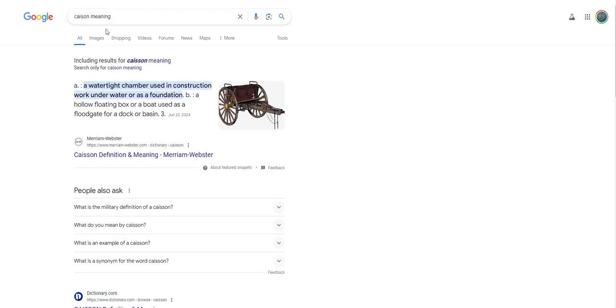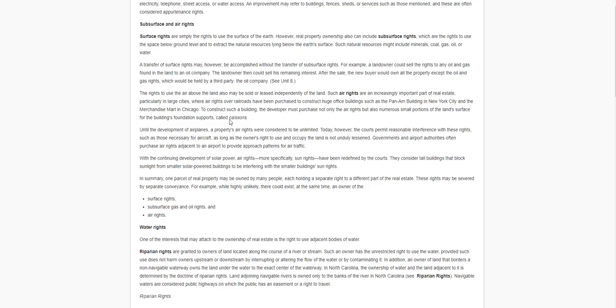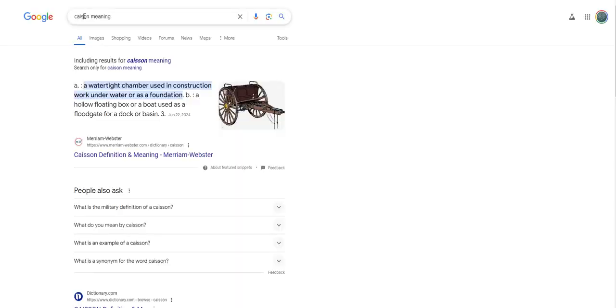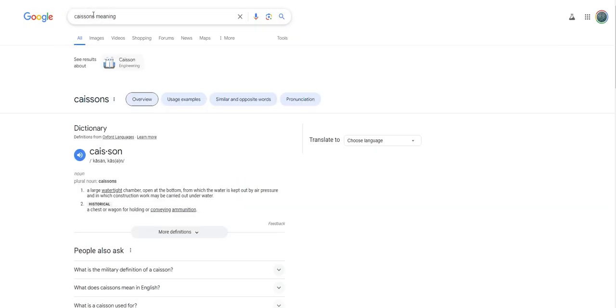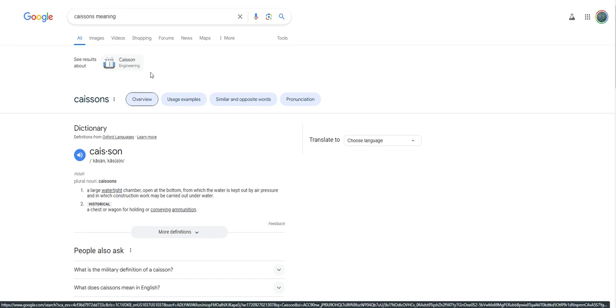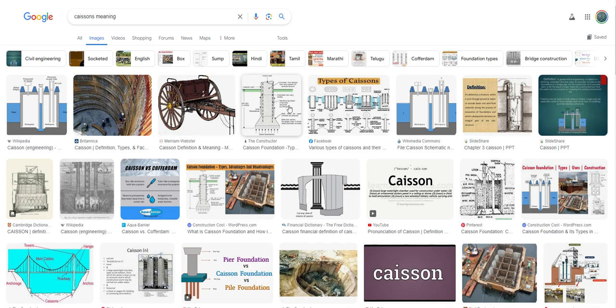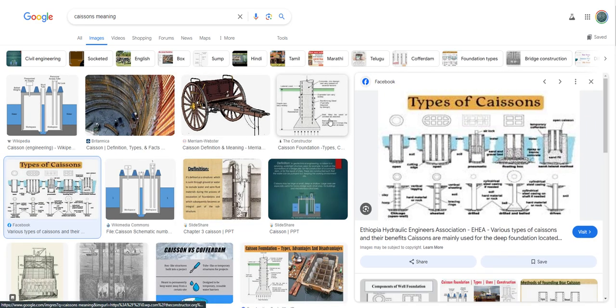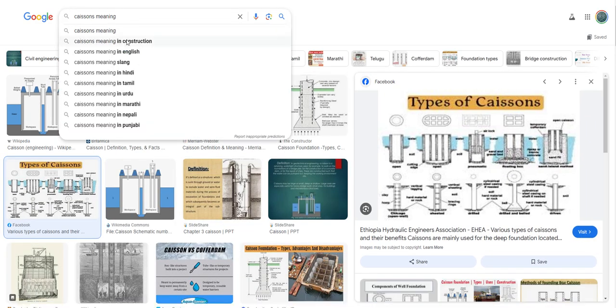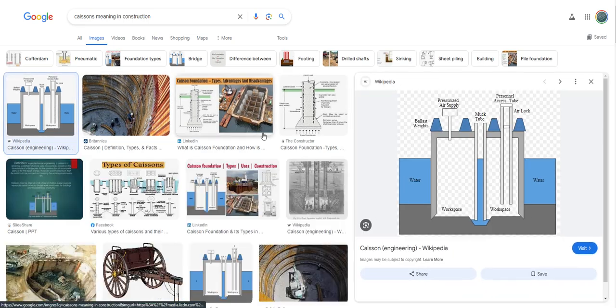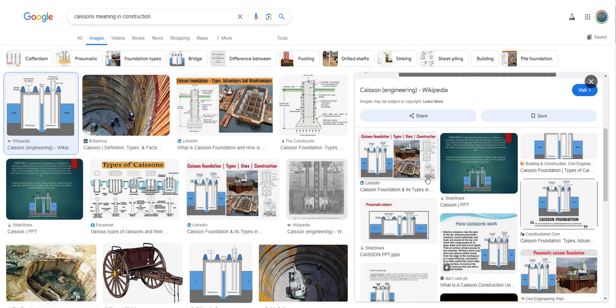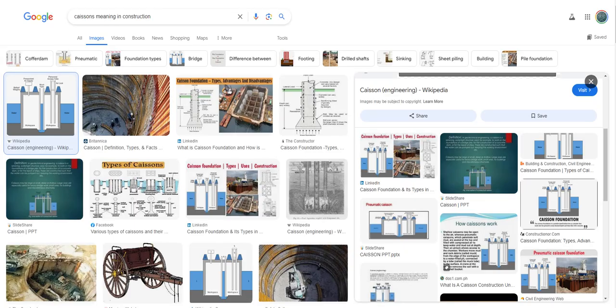Caisson? No. Two S's and then an S here. A large watertight chamber. Interesting. Can I move this?